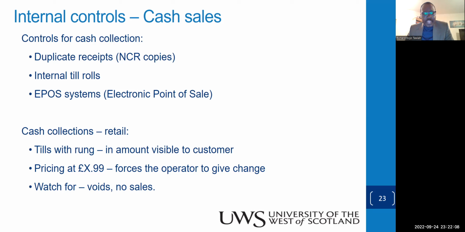Okay. Electronic point of sales. You know what happens nowadays? You buy, you flash your card, and the system will capture it. That's why we need IT controls and IT audits to vouch some of this revenue, some form of revenue assurance. Cash collections at retail points: sales should be visible to the customer. Look at precise pricing; it forces the operator to give change.